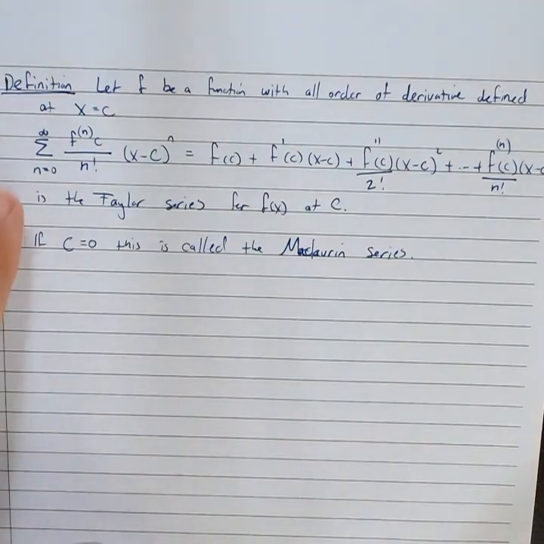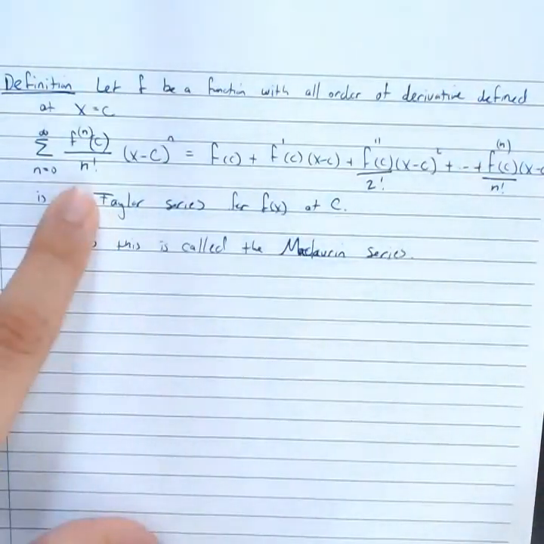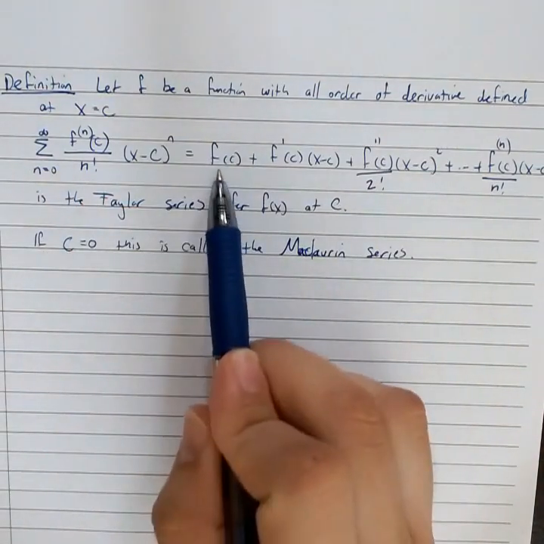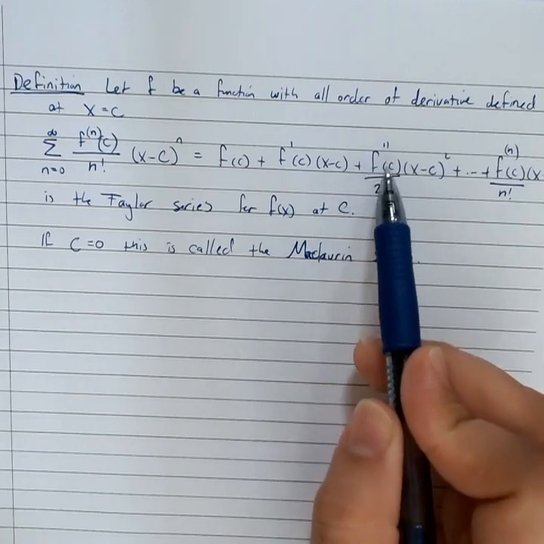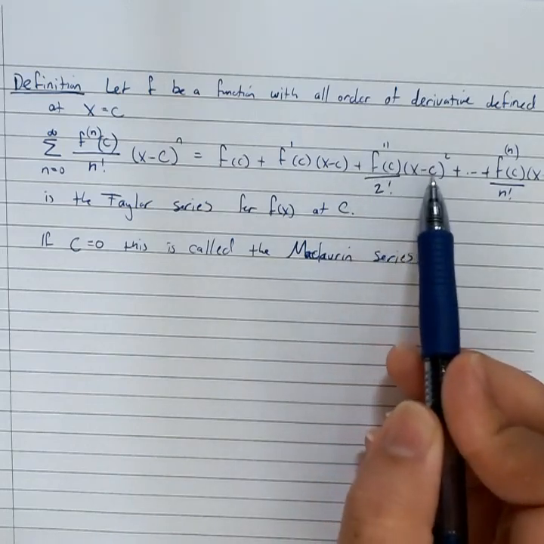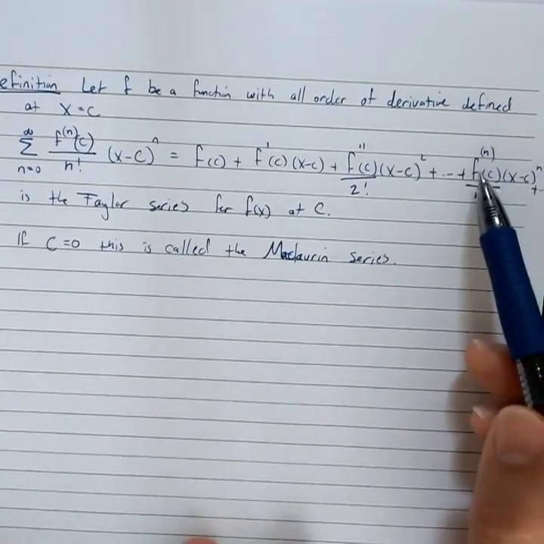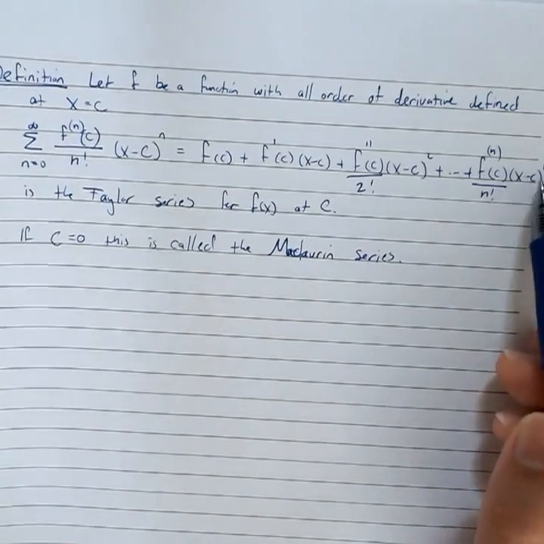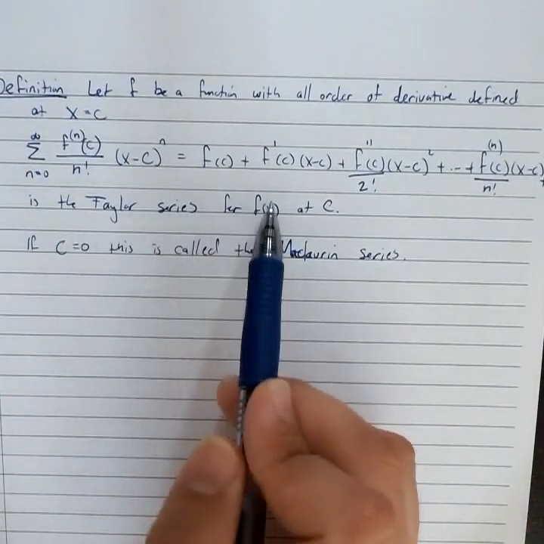Then the sum as n goes from 0 to infinity of the nth derivative of f at c over n factorial times x minus c to the power n, which is the same as saying f of c plus f prime of c times x minus c, plus f double prime of c over 2 factorial times x minus c squared plus ... plus the nth derivative of f at c over n factorial times x minus c to the power n plus ... That is called the Taylor series for f at c.